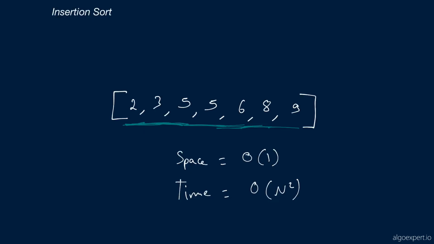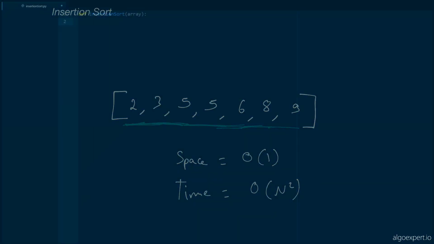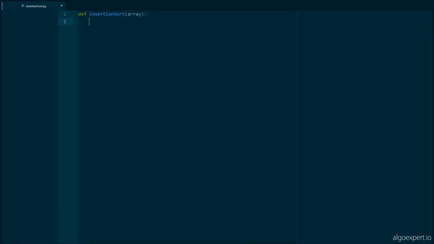Let's actually implement it in code now. All right, so we've got our insertion sort function defined. It takes in an array. And the first thing we're going to do is initialize our for loop. So for i in range from 1 all the way to the length of the array. And inside here, we're going to be doing stuff.